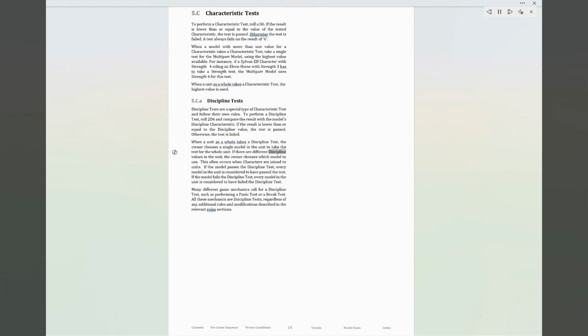If there are different discipline values in the unit, the owner chooses which model to use. This often occurs when characters are joined to units. If the model passes the discipline test, every model in the unit is considered to have passed the test. If the model fails the discipline test, every model in the unit is considered to have failed the discipline test. Many different game mechanics call for a discipline test, such as performing a panic test or a break test. All these mechanics are discipline tests, regardless of any additional rules and modifications described in the relevant rule sections.